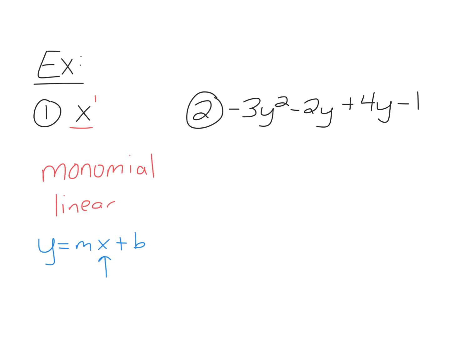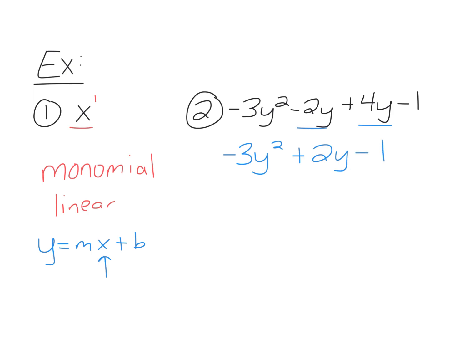What about 2? Monomial, binomial, trinomial. Kind of a trick question. Is that in simplest form? No. Why not? We can combine like terms, right? So I have like terms right here. Let's combine those. I didn't do anything with my negative 3y squared. If I combine negative 2y plus 4y, what does that give us? Plus 2y, and then minus 1.